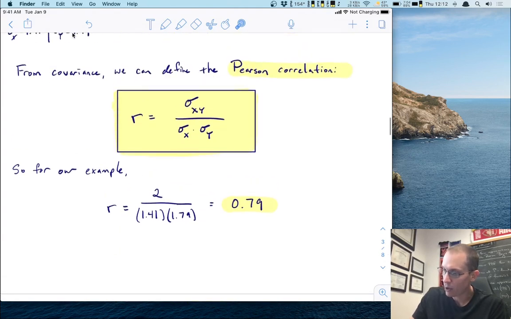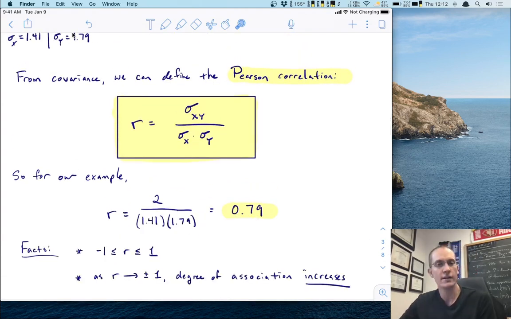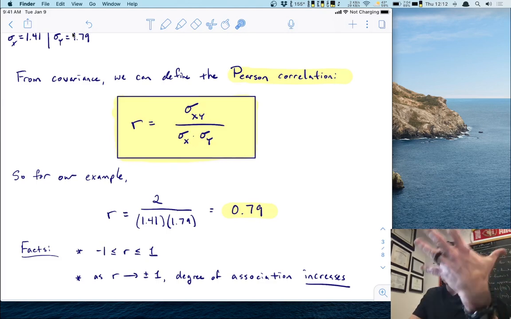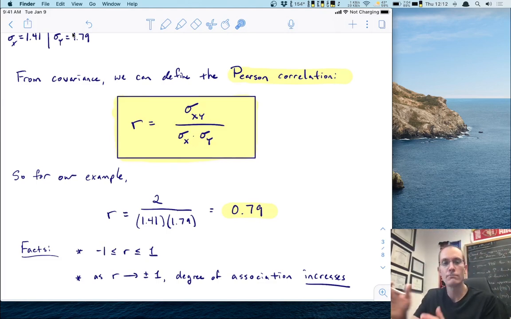Now, a couple of facts about R. These are things you might know already, but serve as a good review. R is fixed to be on a fixed range. It is never less than -1, and it's never bigger than 1. So it's always between those two numbers. And the closer you get to these endpoints, 1 or -1, the degree of association increases. So it's like they are much more in line with each other, much more associated with each other. The worst you can do is a correlation of 0. That means there's absolutely no association between the two variables.